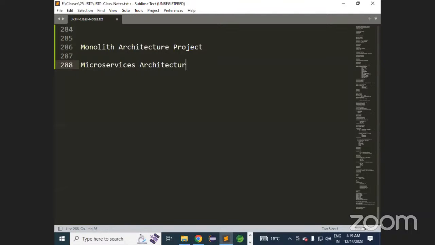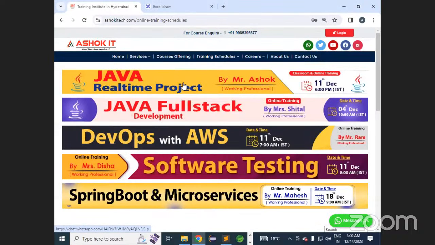Now let us understand the difference between monolith architecture and microservices architecture projects. Earlier, 4 or 5 years back, companies used to develop projects using monolith architecture. Currently, monolith has become outdated in the market. People are developing projects using microservices architecture. So let us understand what monolith architecture is, what the problems in the monolith are, and why people are going for microservices architecture.